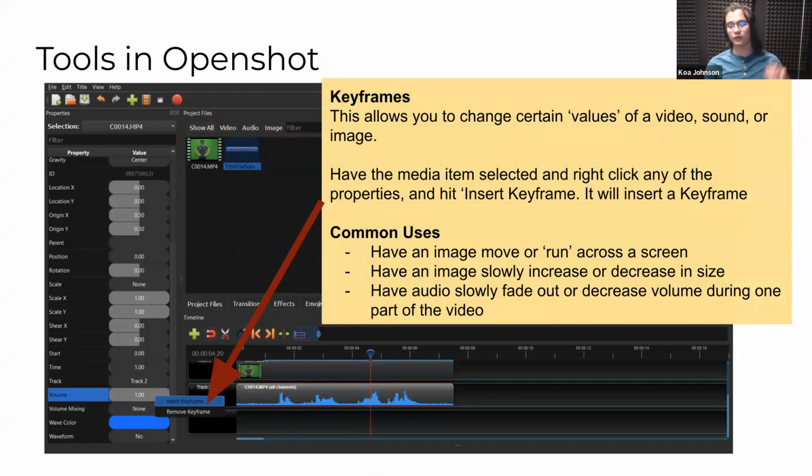This is really useful if you want an image to move across the screen, if you want an image to slowly decrease or increase in size, or if you want audio to slowly fade out. The way we do all that is, when we have the cursor where we want it, we can right click something and click insert keyframe, and it will insert that keyframe. I'll show you how that works right now.